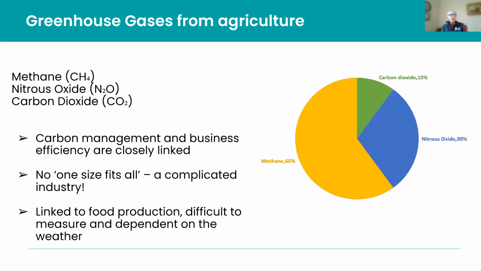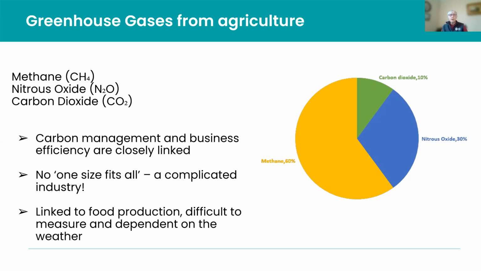Now, I just want to focus in on agriculture. And again, my apologies, this is perhaps a UK-centric pie chart. It's looking at the different greenhouse gases coming from agriculture, because it's slightly different than the overall greenhouse gas picture. Generally, we talk about carbon dioxide as being the main greenhouse gas emanating from our reliance on fossil fuels.